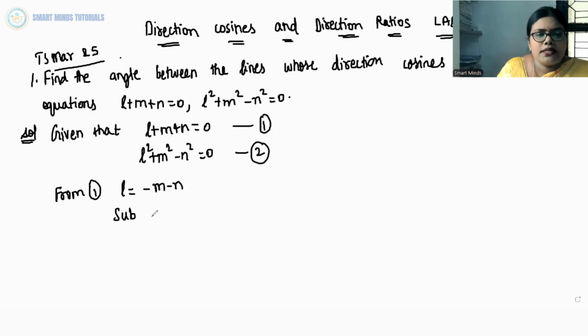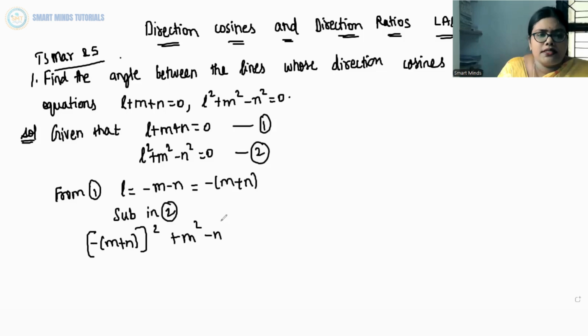Now substituting this l value in equation number 2. Instead of taking −m − n, we can also take −(m + n). Now l² means in the place of l we will substitute −(m + n). So (−(m + n))² + m² − n² = 0. Minus whole square will become plus. Now we need to apply the (a + b)² formula. So m² + n² + 2mn + m² − n² = 0.